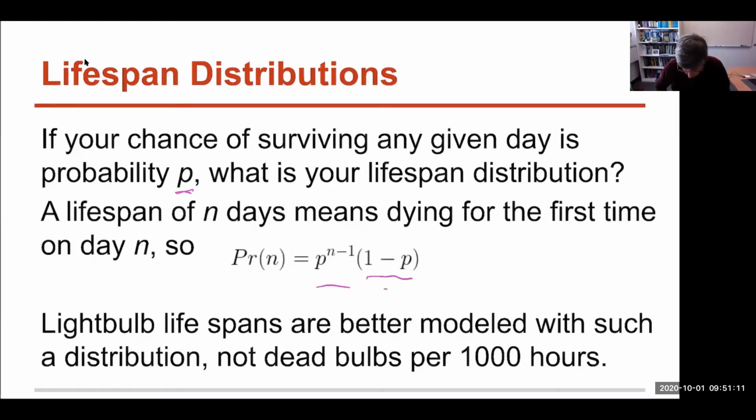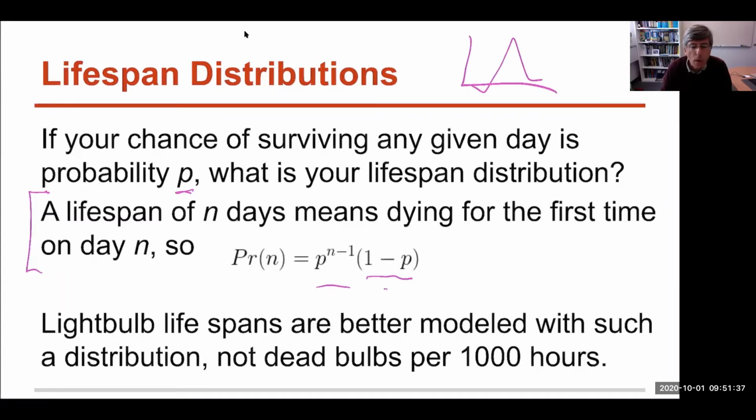So this gives you a probability of living exactly n days, and that gives you a lifespan distribution. And in a lot of problems we're interested in a lifespan distribution, a distribution between two rare events.